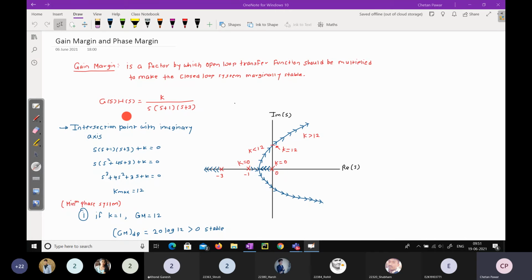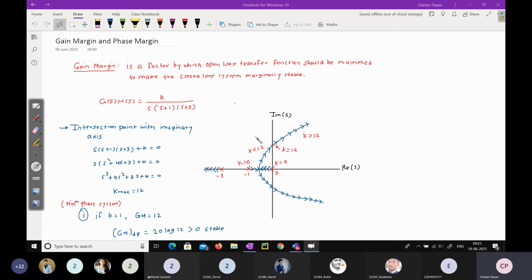Let us consider this open loop transfer function G(s)H(s) equal to K upon s into (s plus 1) into (s plus 3). If I draw the root locus for this, in unit 3 we have seen how to draw the root locus. So if I draw the root locus for this, that root locus will be like this. Here you can see the root locus. And if you want to find out the intersection of the root locus with the imaginary axis, what do we do?